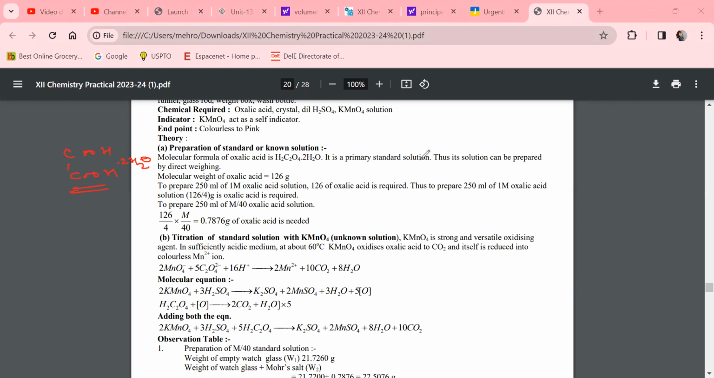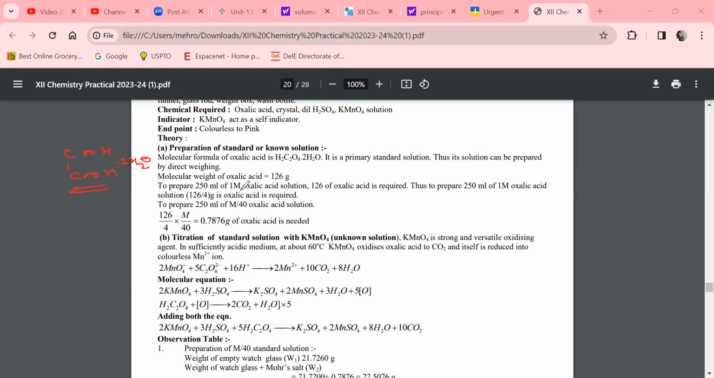It is a primary standard solution, and directly by weighing oxalic acid, you can prepare it in any volume. And you should know about its molecular weight. The oxalic acid formula with its molecular weight is 126. When you are preparing a 1 molar oxalic acid solution in 250 ml of water, then you will add 126 gram of oxalic acid. So you have to weigh 126 gram of oxalic acid.